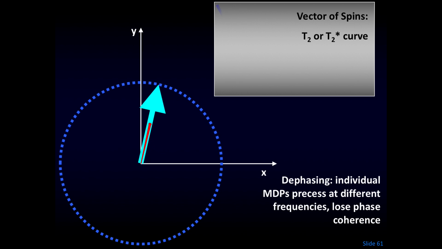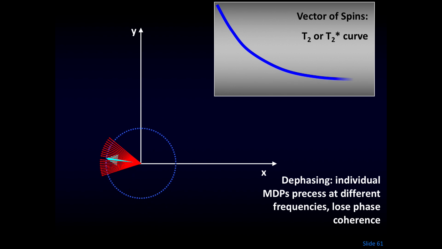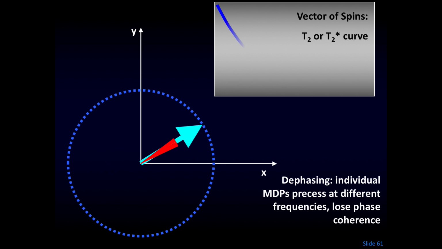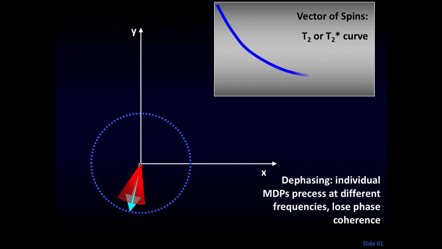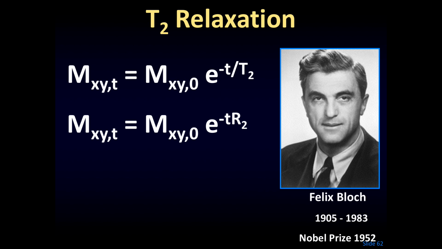Let me try to explain this again. The reason we lose signal is that the light blue arrow is the net magnetic dipole of all of your individual magnetic dipoles, meaning the individual protons. Superimposed on the light blue arrow is a red arrow. Initially, in fact, there are many red arrows, and all of them are pointing in the same direction. But over time, these little red arrows start to precess at slightly different frequencies. And when they precess at different frequencies, the net vector gets smaller and smaller. And we lose signal, and that loss of signal is known as T2 relaxation.